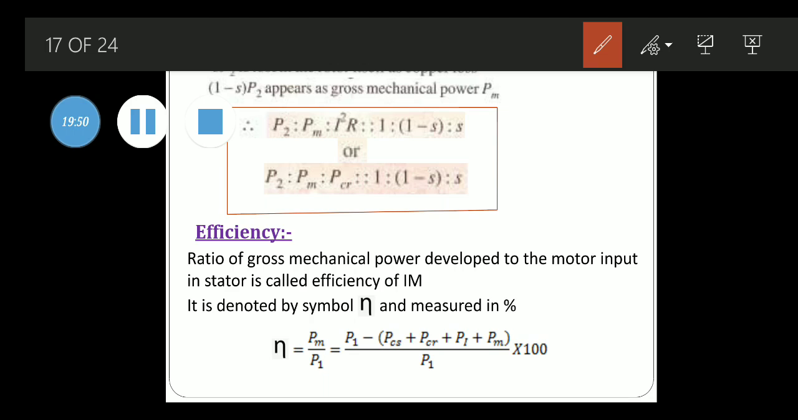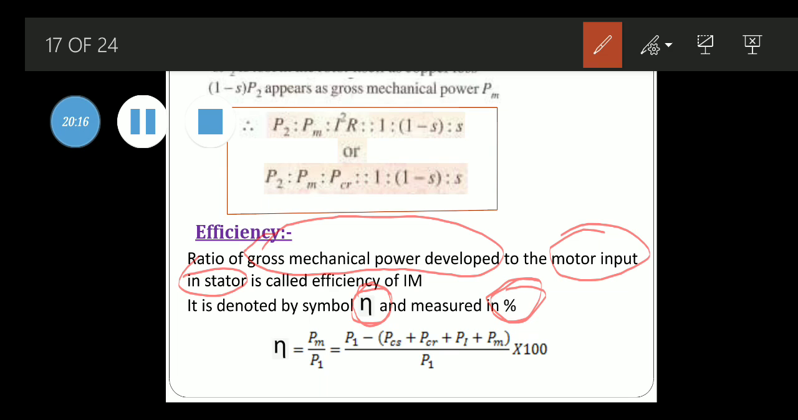So what is the output of the motor here? That is the gross mechanical power developed is the output of the motor. And what is the input of the motor? That is the power input in stator itself is the input to the motor. So this ratio gives the efficiency of the motor, which is denoted as eta, and can be measured in terms of percentage.